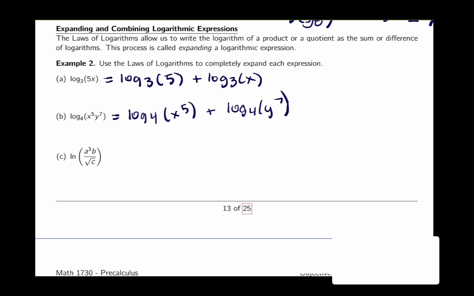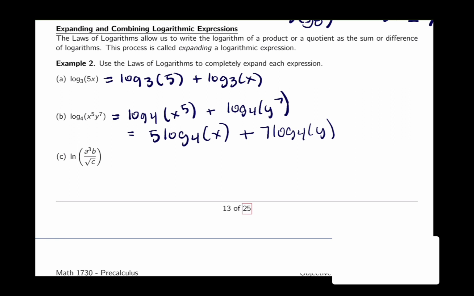Now, my arguments, x to the 5th and y to the 7th, are things raised to powers. So I can use the third law of logarithms to bring that power out in front as a multiplier. When I do that, I will write 5 times log base 4 of x plus 7 times log base 4 of y. This is now fully expanded because x and y cannot be further broken down.